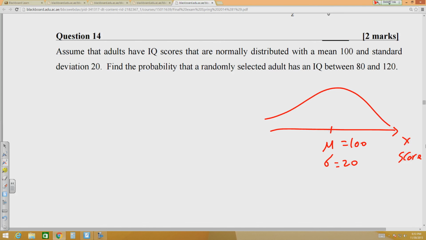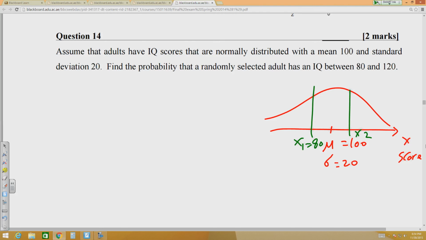Now find the probability a randomly selected adult has an IQ between 80 and 120. Where is 80? Is 80 higher than the mean or lower than the mean? It's lower, so it's going to be here. That's 80, that's x1 equal to 80. And then the 120 would be higher than the mean, it's here. So that's, I call this x2, which is also 120.